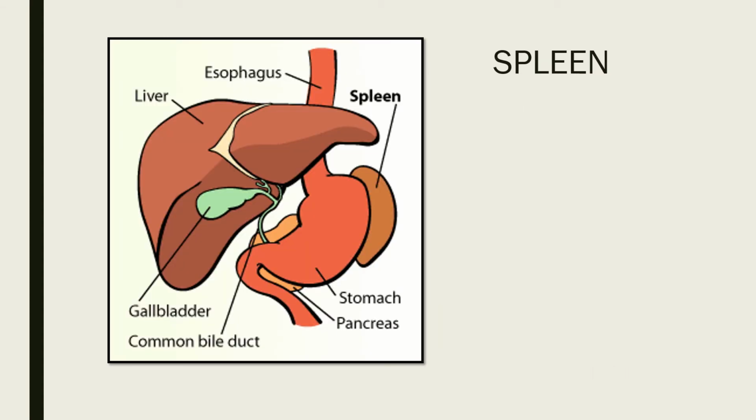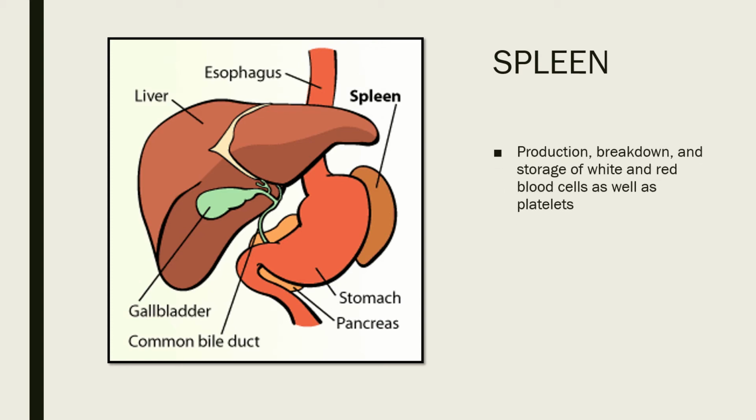Now, the spleen is also considered an accessory digestive organ. This is where the breakdown, production, and storage of white and red blood cells as well as platelets takes place. The spleen also helps in filtering blood.